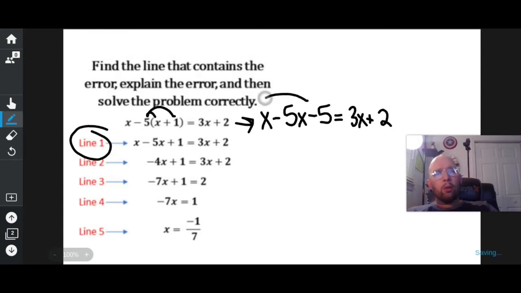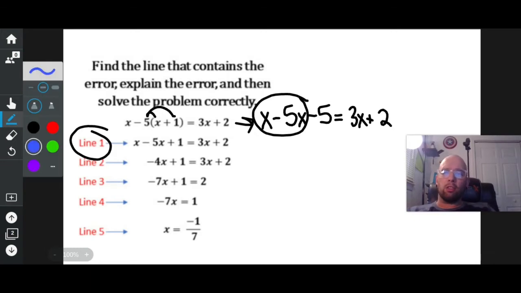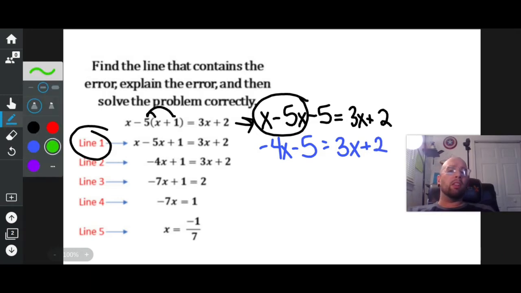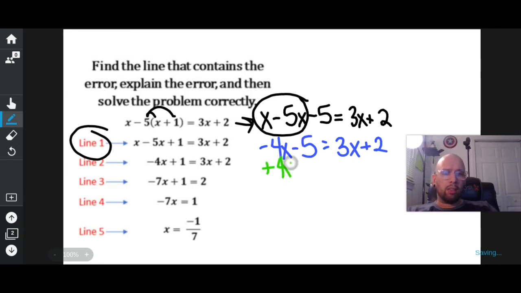So that's what they should have written out. What I have to now do is combine like terms. So x minus 5x is going to be -4x minus 5 equals 3x plus 2. I have an x on the left and I have an x on the right. So the best thing to do is get rid of the smallest one. So I'm going to add 4x to everything, and cross you out. -5 drops down on the left. That's going to equal 7x plus 2.